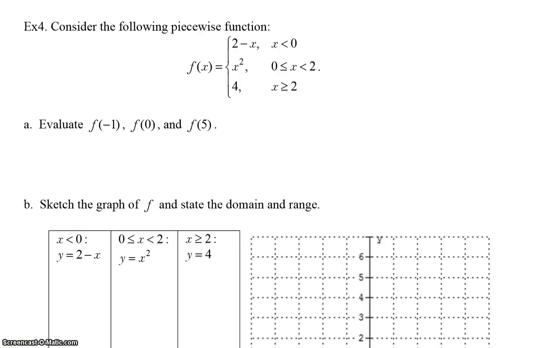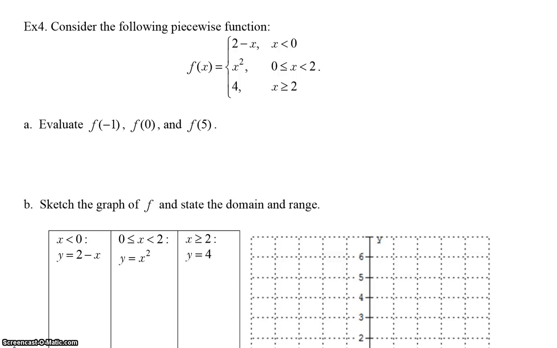Now let's continue to example 4 and consider a different piecewise function. This function has 3 pieces. There's no context to this. This is just one I made up. So when x is less than 0, the function is defined to be 2 minus x. When x is greater than or equal to 0 but less than 2, it's x squared. And when x is greater than or equal to 2, f of x is equal to 4. So it's defined in 3 pieces.